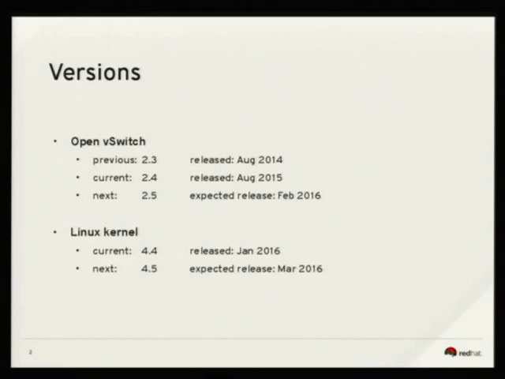So, new features. Let's first make sure that we know what we mean by new features. The current version of Open vSwitch is 2.4, which was released in August, about half a year ago. Actually, this version came after a one year gap. The previous version, 2.3, was a year before that. Obviously, during that time a lot of development happened and a lot of new features appeared.